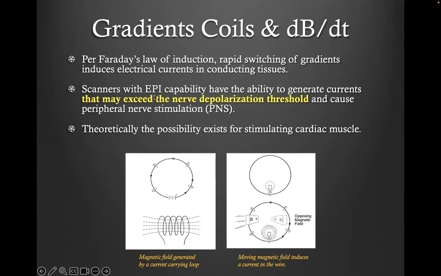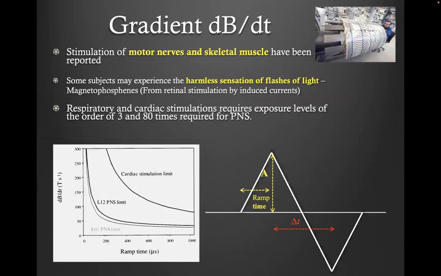So scanners with echoplanar imaging capabilities, like those commonly used for functional MRI and diffusion MRI, actually have the ability to generate currents that may exceed the nerve depolarization threshold and cause peripheral nerve stimulation. And theoretically, the possibility exists for stimulating cardiac muscles, which of course you don't want. You only excite cardiac muscles when you want to shock the person from near death, right?